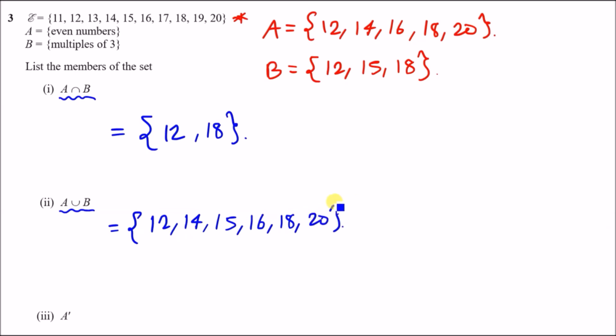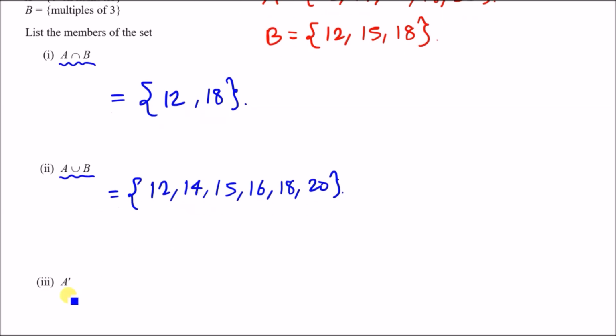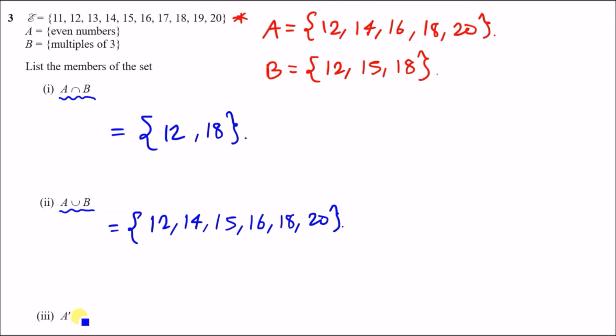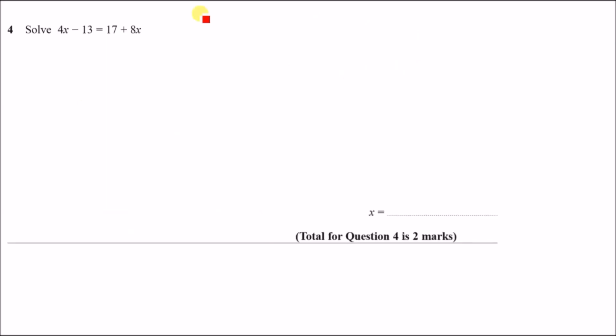Now the final bit, this little dash means the complement of A. In other words, this means everything A doesn't have. Since A are all even numbers, the elements of not A are the numbers that it doesn't have. So for example, it doesn't have an 11, it doesn't have a 13, it doesn't have a 15, or a 17, or a 19. And that's it, guys. That's question 3 done. All right, number 4.